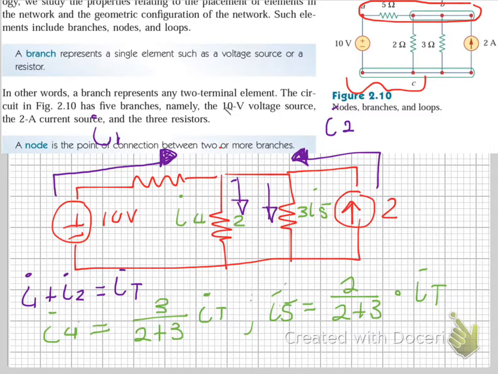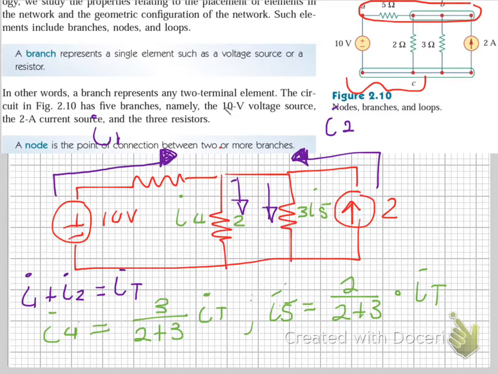I'm assuming this is not a new concept, because this is something you did in high school, parallel and series circuits. This is basically how current splits up between parallel branches, right? And since we're looking at the splitting of current between branches, we might as well look at the voltage at branches, right?